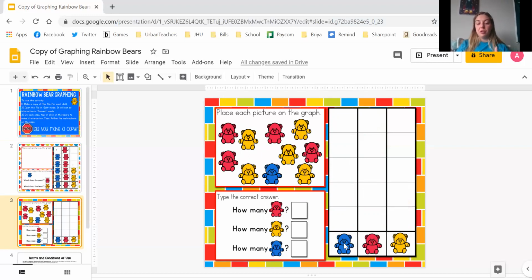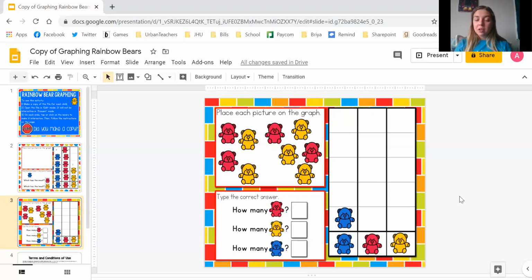I see we have blue, red, and yellow again. 3 types on this graph. What color should we start with? Blue? Good idea. I'm looking for a blue bear in here, and I only see 1. Are there any more blue bears in this pile? No, we don't have any more blue bears.